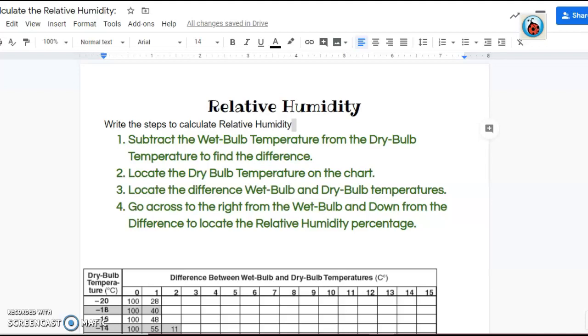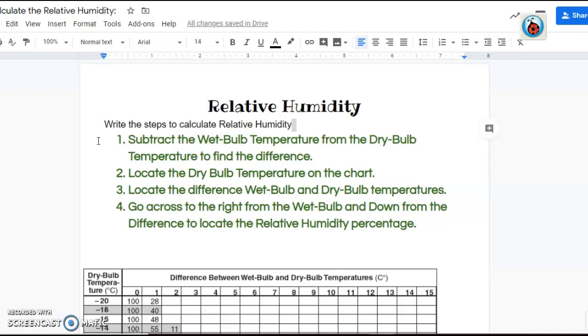Okay, so you have the paper that says relative humidity at the top, and it says write the steps to calculate relative humidity. So we're looking here, and the first thing we want to do is make sure that we subtract the wet bulb temperature from the dry bulb temperature to find the difference. Remember, wet bulb and then dry bulb. Dry bulb is the air, it's going to be your air temperature. So you're subtracting. If I do it in math, I'm going to say, okay, what's the dry bulb minus the wet bulb, and then I'll get my difference, okay?